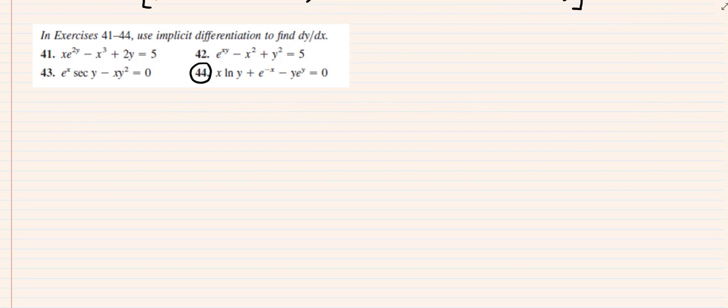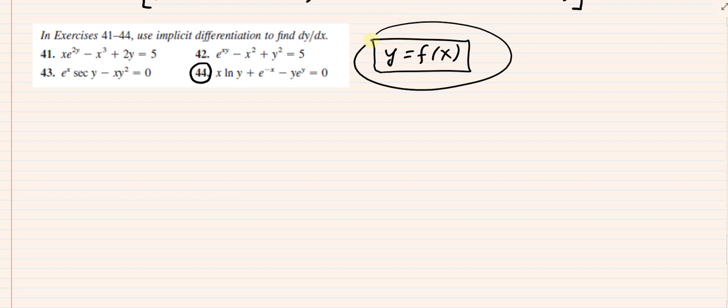Alright, let's take a look at exercise number 44. In exercise 44, we want to use implicit differentiation to find dy dx. Notice, it is explicit if you have y as a function of x, which we don't have. Now the assumption when we do implicit is what I just wrote, that y is indeed a function of x. So any time with implicit differentiation, any time you take the derivative with respect to y, there has to be a dy dx, y prime, because of this assumption, because we don't know what y is itself.